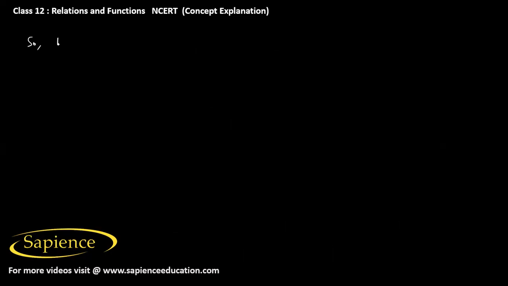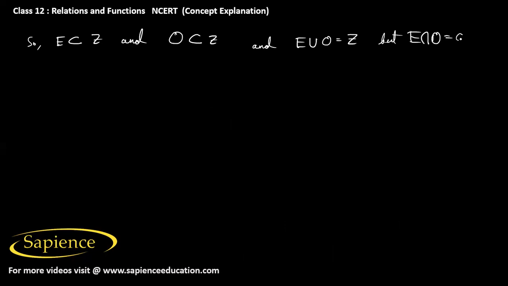So I can say that E is a subset of Z, and the set O is also a subset of Z, and E union O is equal to Z, but E intersection O is equal to phi. Here E is the set of all even numbers, and O is the set of all odd numbers. So they are two disjoint sets.